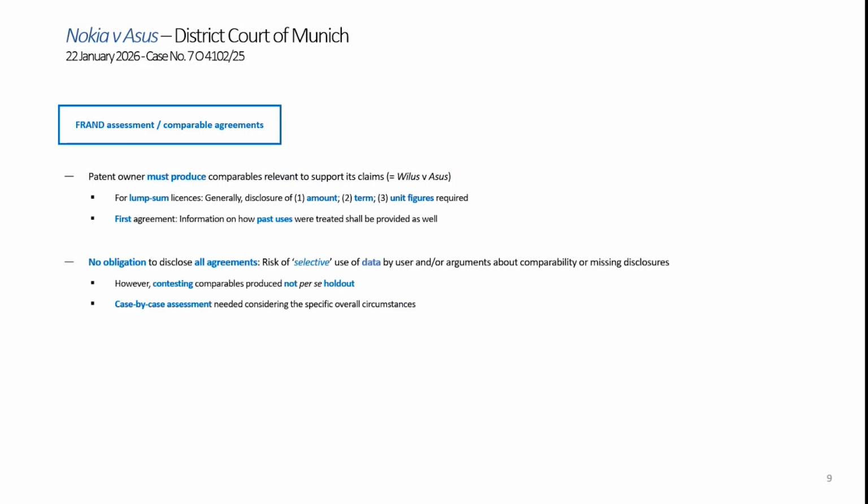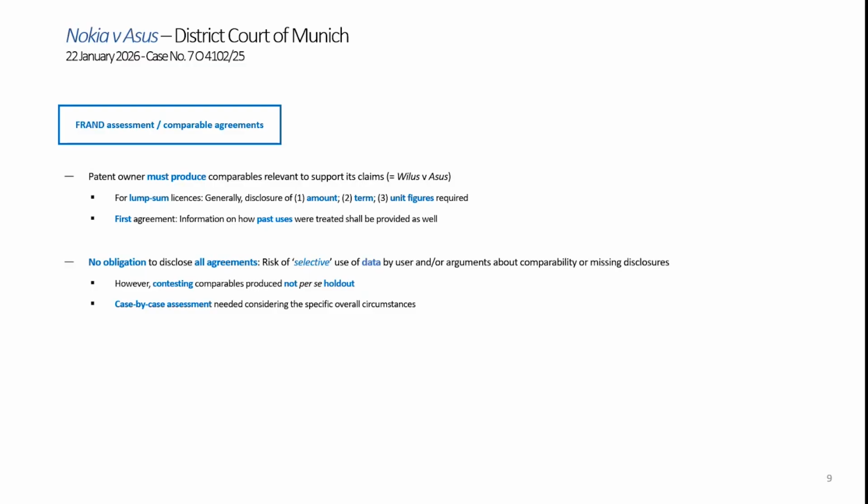Now, what type of agreements should be part of the proceedings? What type of agreements should the patent owner produce? Here, the court repeated more or less what it had said in the Wilus Asus decision before. The patent owner must produce those comparables that are relevant to support its claims. The court gave a little bit more specific guidance.